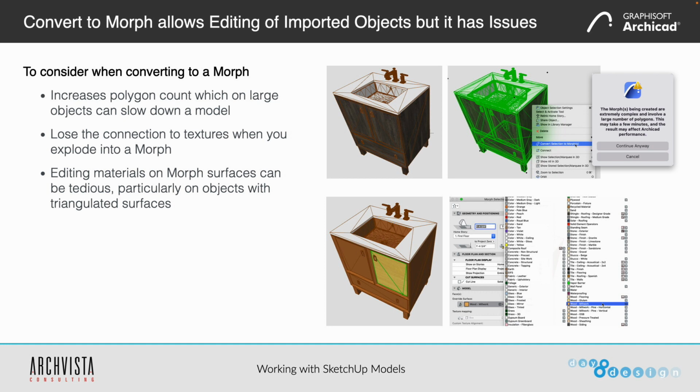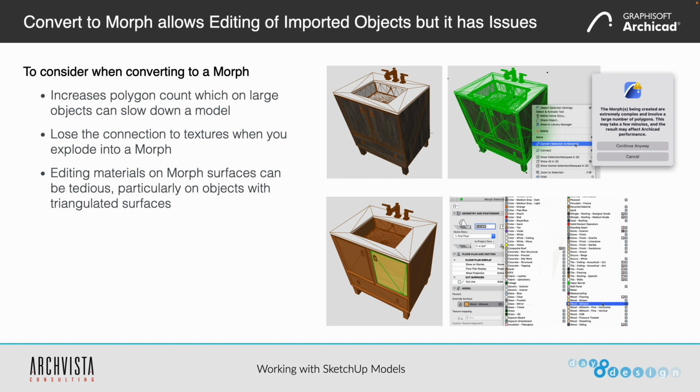Basically, it tells you that this is an extremely complex object, and it may affect the performance of ArchiCAD. And that's quite common. The more complex the morph is, or the object is, when it converts to a morph, it's going to slow down ArchiCAD even more. So you have to be really careful of that.